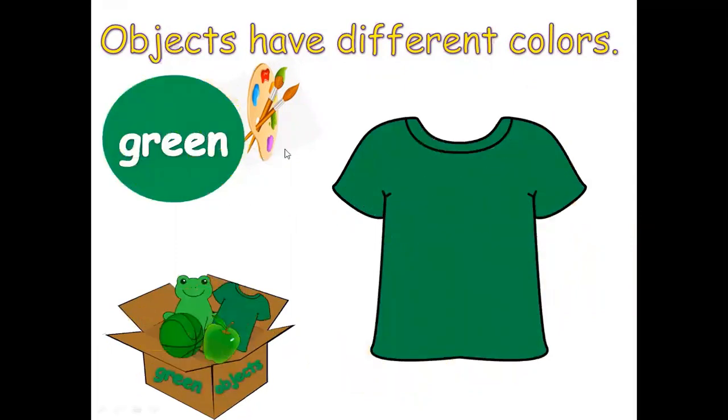Now, our color is green. Okay, so what's this? It's a t-shirt. What color is it? It is green. So what's this? It's a green t-shirt. Repeat after me. Green. Green. Good.